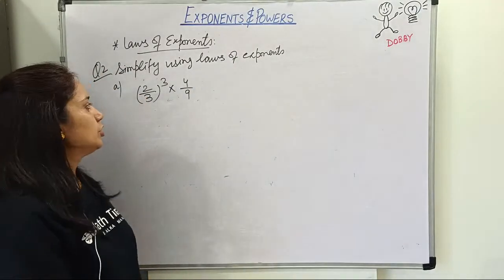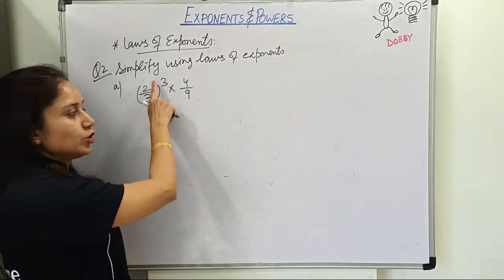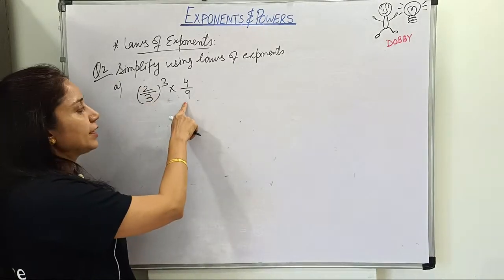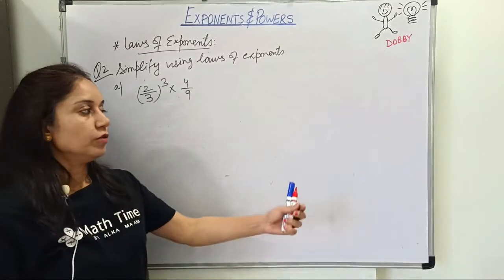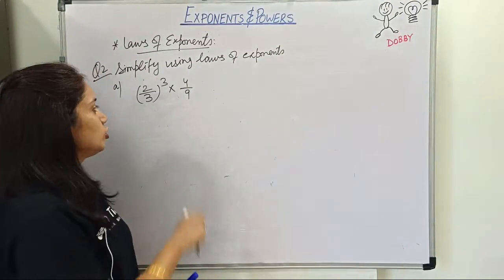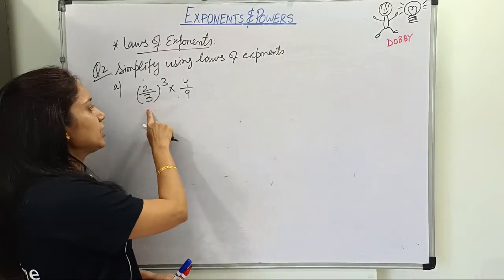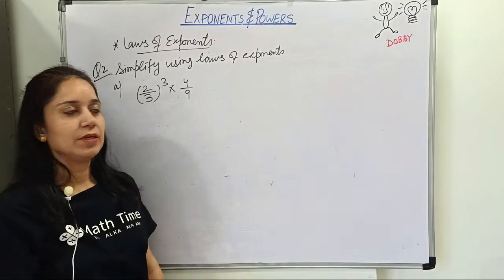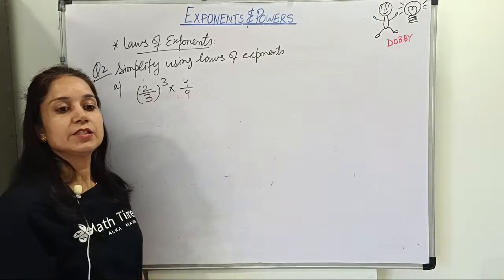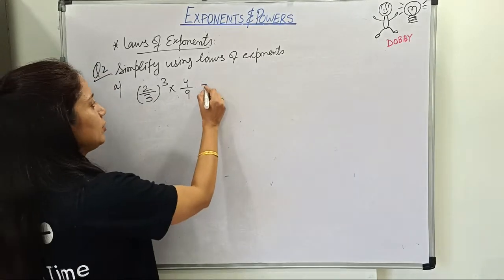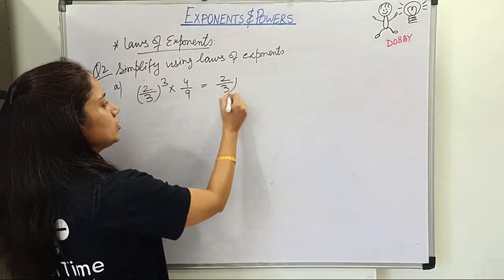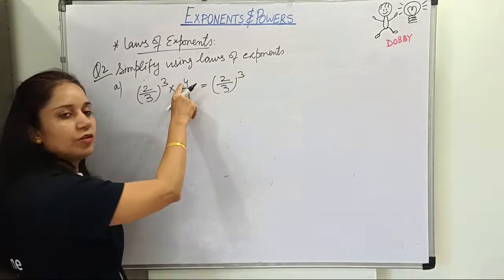Observe the given question. First number is rational number 2 upon 3. Second is 4 upon 9. Now to apply the first law, it is in multiplication, so yes, we can observe the first law can be applicable, but for the first law, base should be same. So let us make the base same. How can we write 4?